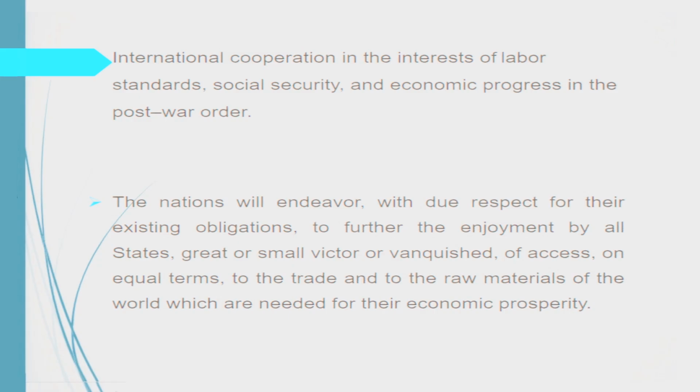International cooperation in the interest of labor standards, social security and economic progress in the post-war order. Now, realizing the fact that we cannot achieve these objectives without international cooperation. Earlier, it was to maintain superiority, to establish economic superiority. That was the prime goal of those nations. But after, or during the time of, the Second World War, they realized that these targets cannot be achieved without international cooperation, and again there was a wide debate about human rights.